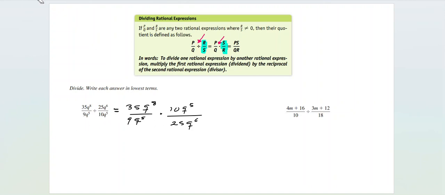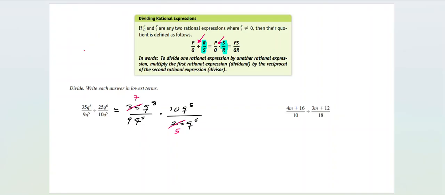So to multiply, I will simplify first. I know that in this case, 25 and 35 are both divisible by 5. So dividing 35 by 5, we get 7. And dividing 25 by 5, we get 5 here.